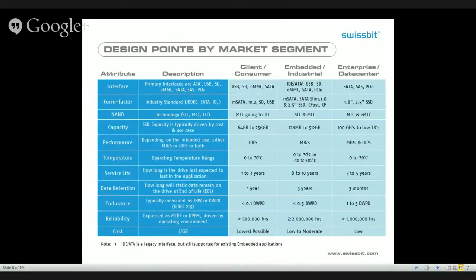And lastly, here is the cost. Many people measure it in cost dollars per gigabyte. There are other measurements as well, but in client and consumer, it's the lowest possible cost above all else. In the embedded space, it's a low cost, obviously, but it's also balanced between the cost and the other selection criteria. And in the enterprise space, it's low and typically measured, like I say, in transactions per second.